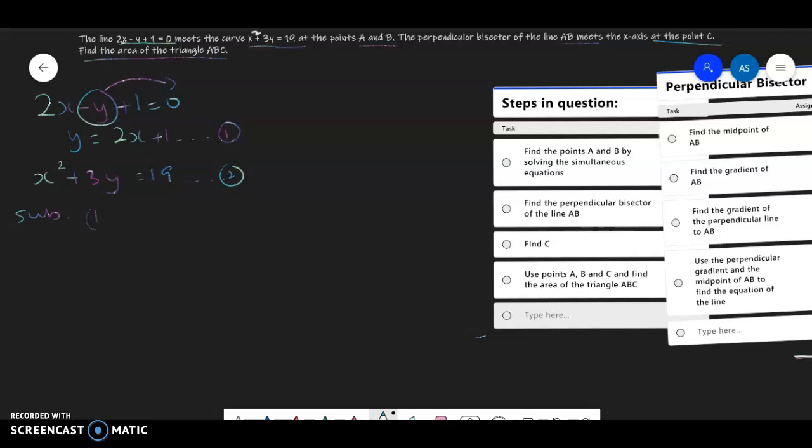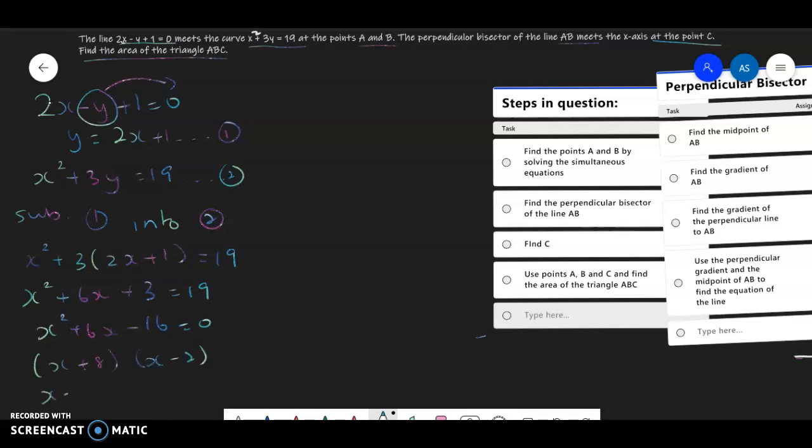I'll substitute 1 into 2 and I'll get x squared plus 3 by 2x plus 1 is equal to 19. x squared plus 6x plus 3 is equal to 19. x squared plus 6x minus 16. This gives me x plus 8 and x minus 2. Solving for x, I'll get x is minus 8 and x is 2.